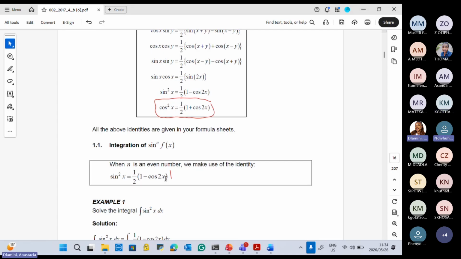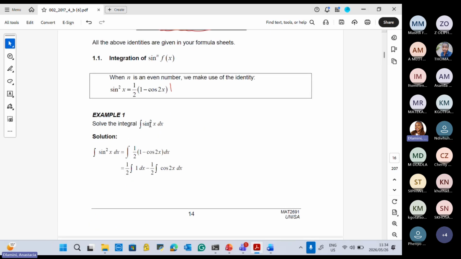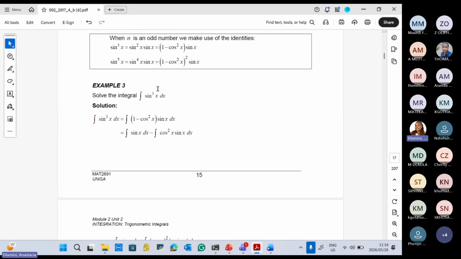It's because n is an odd number. So meaning that every time when n is an odd number, without splitting, you use this. Even if you split it, as long as they say n is an odd number and you have sine to the power of n, you use this. But when n is an even number, you use that. Now when n is an odd number, you first split, there will be a part where it's even and there will be a part where it's odd.